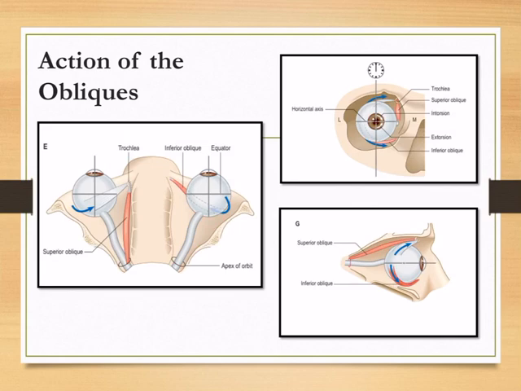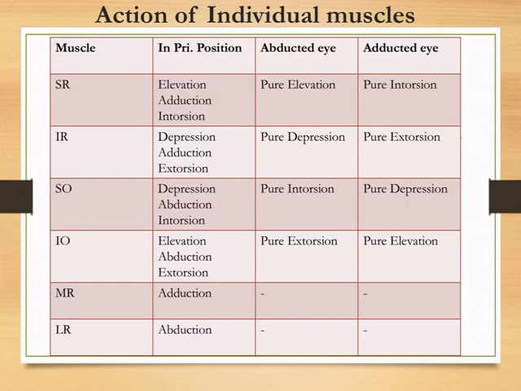Actions of the obliques. The superior oblique is responsible for depression, intorsion, and abduction. The inferior oblique is responsible for elevation, extorsion, and abduction. You can take a screenshot of this table.